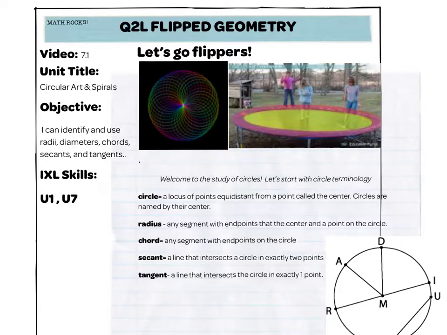This is video 7.1, circular art and spirals. That's right, that's what it's called. And the objective today is I can identify and use radii, diameters, chords, secants, and tangents. Okay, so the Excel skills you want to focus on are U1 and U7.